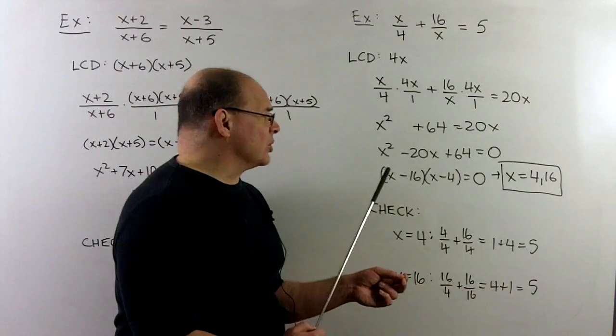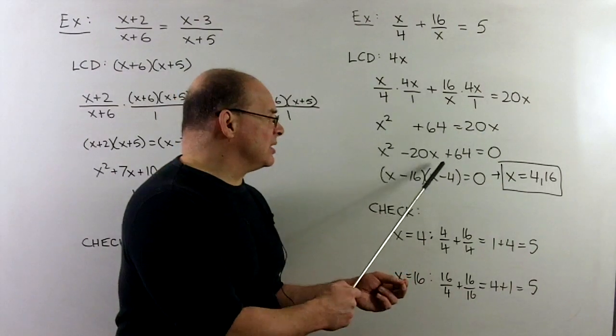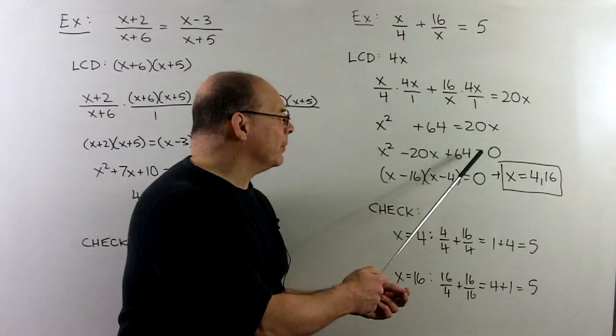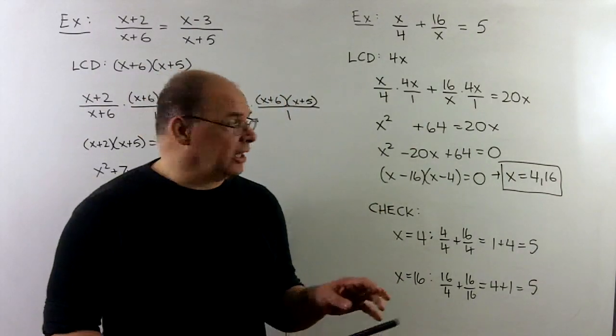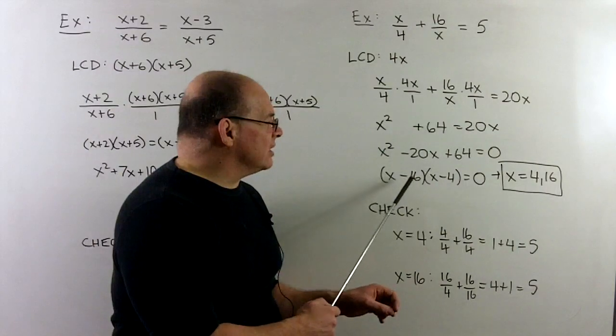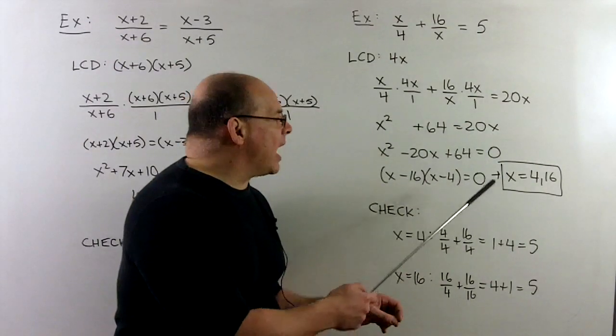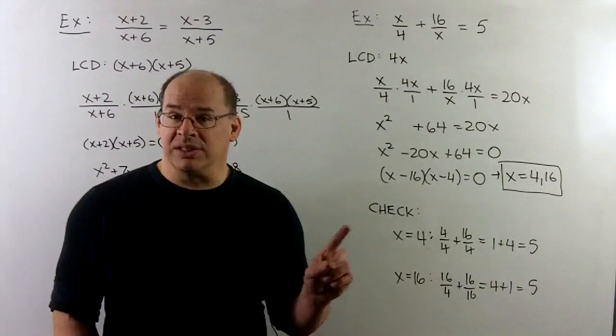Move the 20x to the other side. We have x squared minus 20x plus 64 equal to 0. That factors nicely. So we have x minus 16, x minus 4 equal to 0, or x equal to 4 and 16.